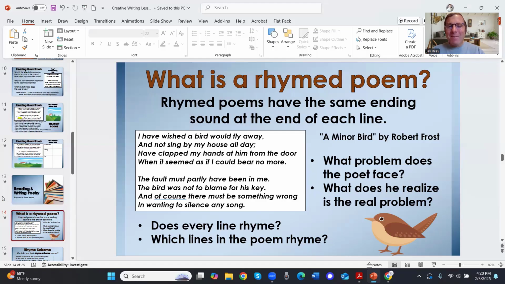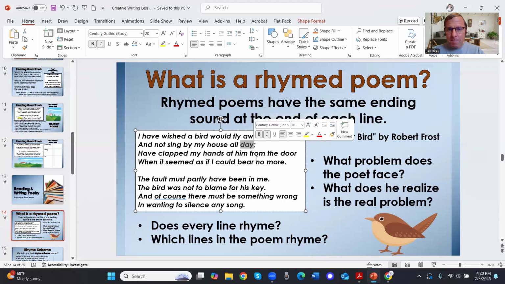So if we look at the rhyming words in this poem, I see away and day, both rhyme. Door and more, both rhyme.